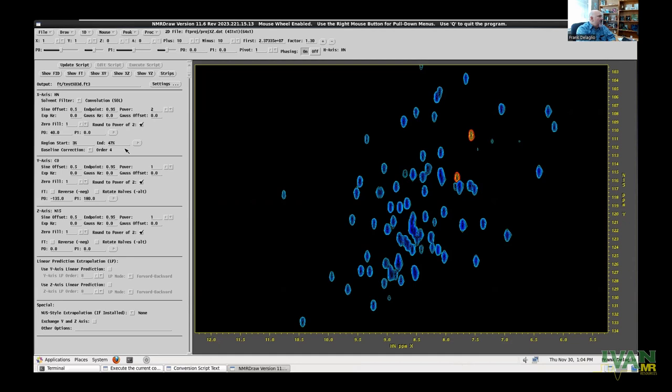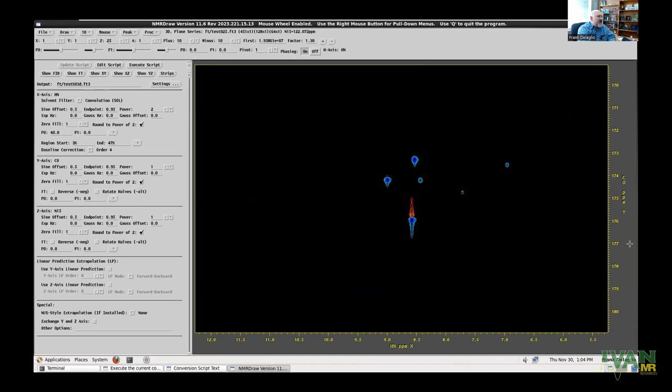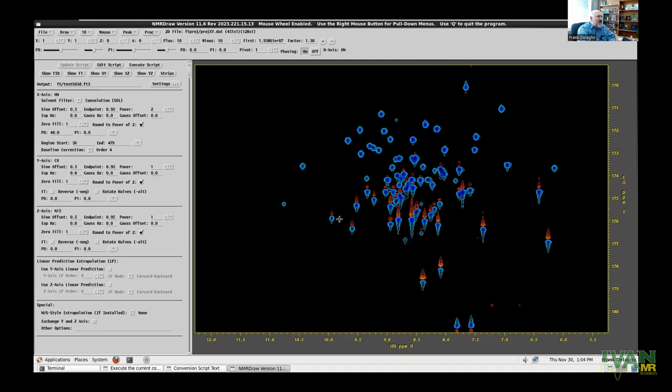Now, here's a little caveat about setting up the indirect dimensions of a multidimensional experiment. I'm going to set the indirect dimension phase correction to zero again and redo this processing so that we get a result that's not properly phase corrected in the carbonyl dimension. Okay, so here's the 2D projection. Suppose we want to interactively phase correct this. We didn't really know what the true first order phase correction value should be.